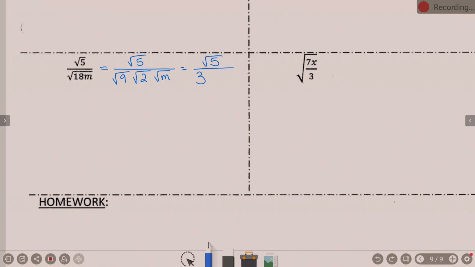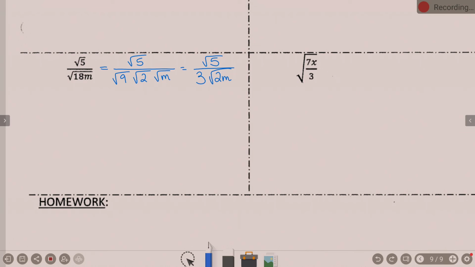Can I take the square root of 2? No. Not nicely, right? Can I take the square root of m? No. So I'm going to put them back together in a radical and say square root of 2m. Now, I did that work. I still have a radical in the denominator, but my radical in the denominator is smaller.